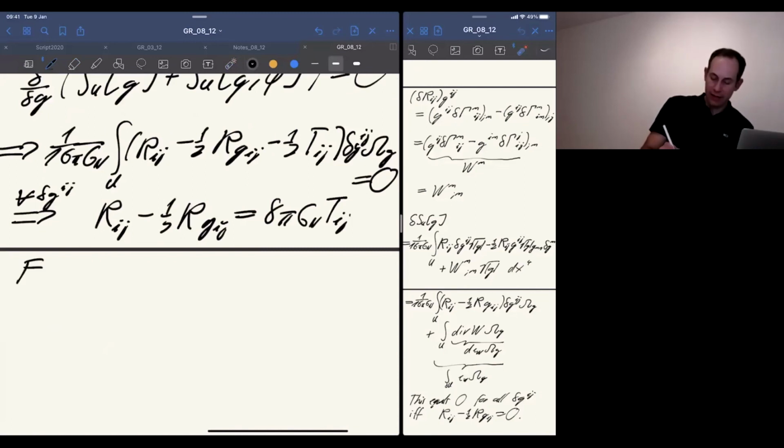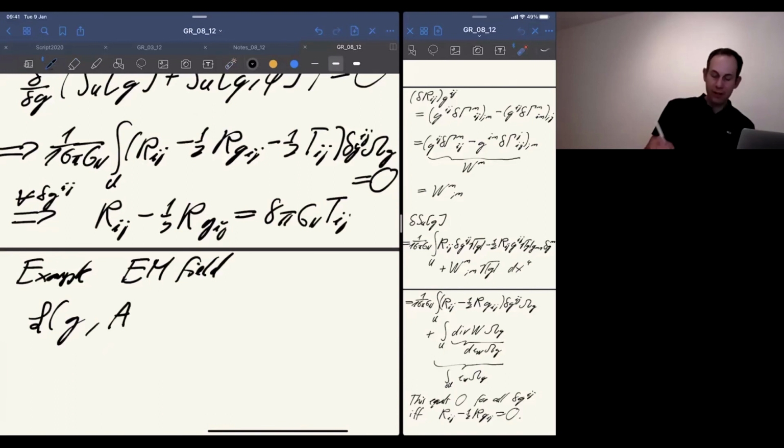So as I said, an example is the electromagnetic field. So that's an example of a matter field. So in this case, the Lagrangian density is given by a field which is the A field. So the A field is this four-dimensional field that you know from electromagnetism. And of course, the Lagrangian may also depend on derivatives of A. So actually, let me write down A in components.